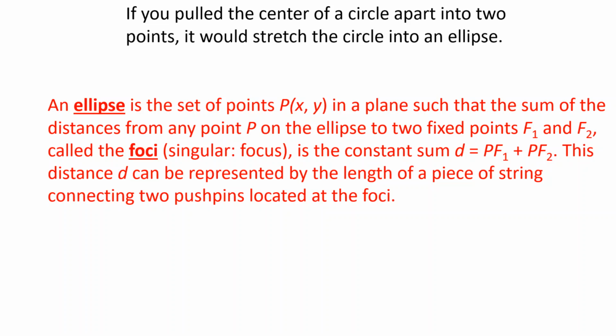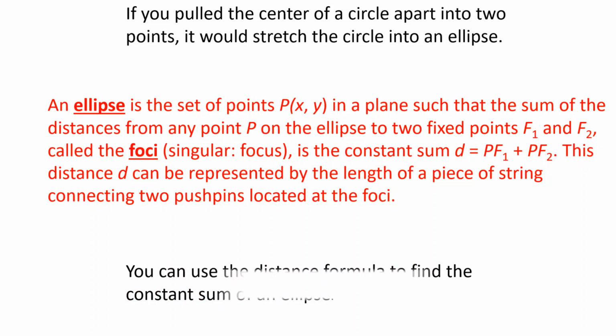So in other words, this formula is the distance D equals the distance from point P to F1 plus the distance from point P to F2. And again, I called them F and G. This distance D can be represented by the length of a string connecting 2 push pins located at the foci. So please watch the other video and you'll get a much better understanding of what that means.